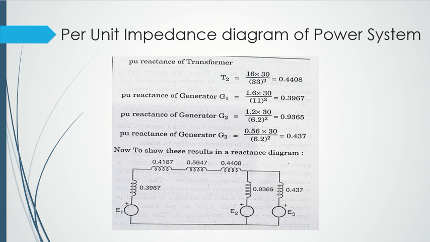Now remember, what was the last step? The last step was to collect all these components and draw the impedance diagram, the reactance diagram, of the whole circuit. So let's try to draw that. Firstly, we will have the first generator.